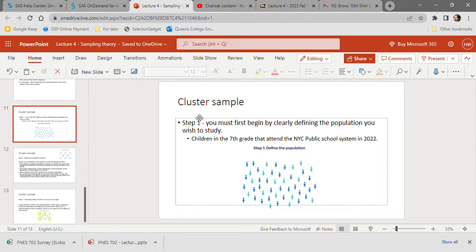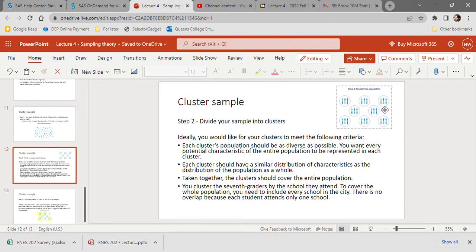We want to look at how many males and how many females are in this whole population. It's probably going to be 50-50, so you don't want a cluster that has 80% male and 20% female. When we talk about race and ethnicity, what is the population of 7th graders that are Black, Hispanic, Asian, white, Middle Eastern? Whatever it is for that whole population, we want that to show in each one of the clusters that we create.